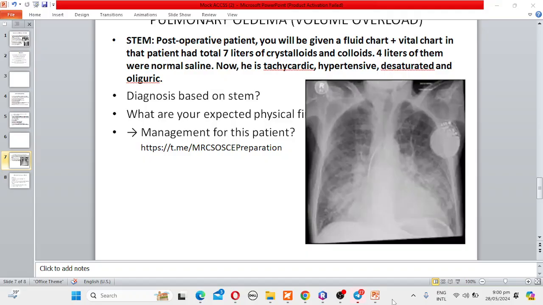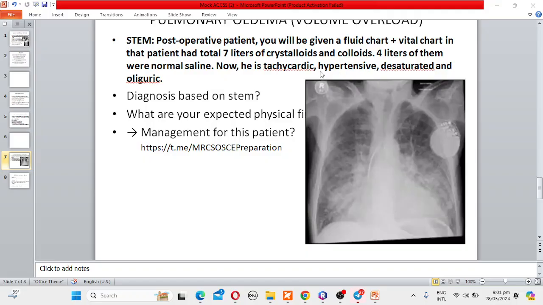Use preload and afterload effects. Remember, no, listen to me very carefully. What is the management of cardiac failure? Use preload and afterload effects. Now, you cannot use any drugs like inotropic support because the patient is hypertensive. Remember this. Just be very careful.